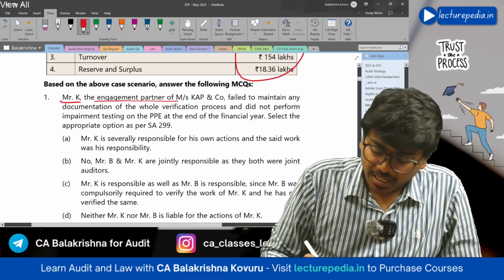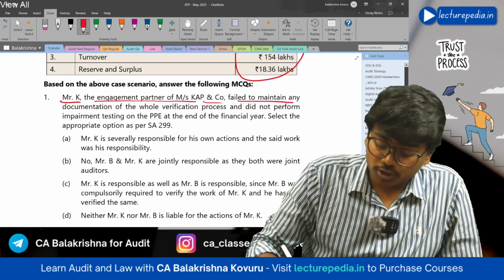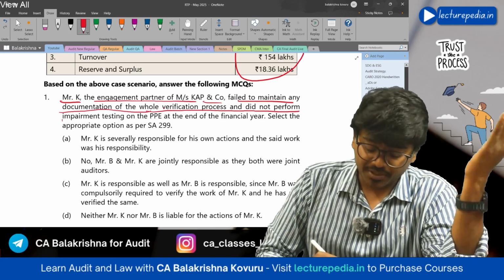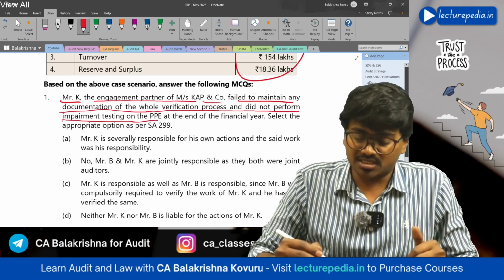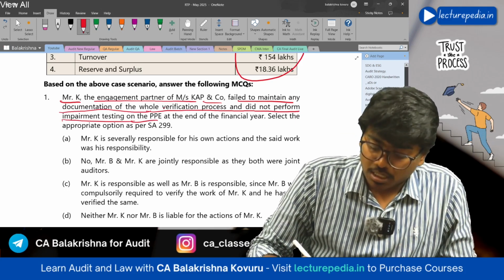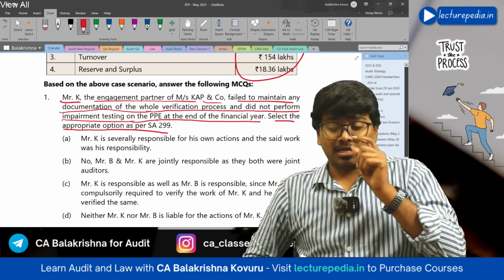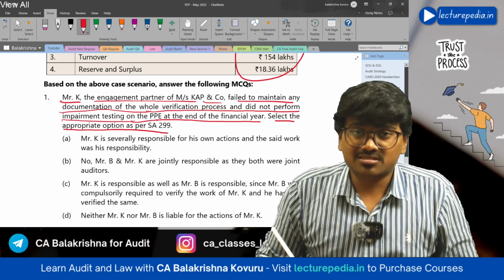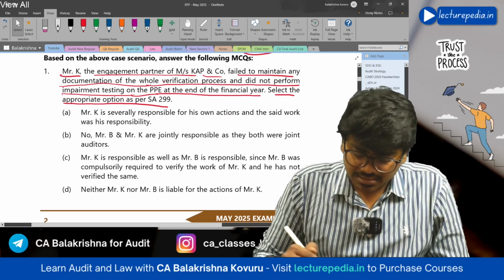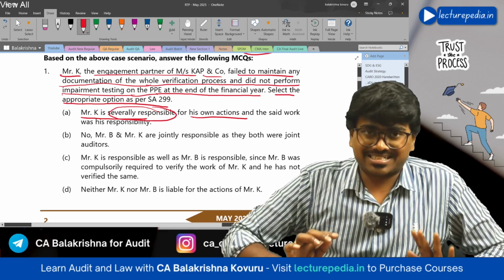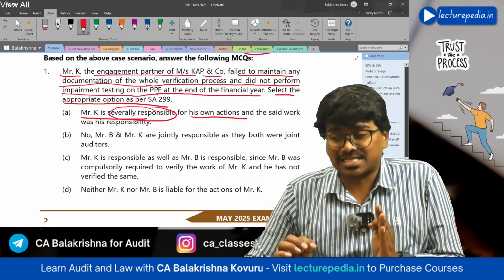Now we'll see the first MCQ based on above case study. Mr. K, engagement partner of Mrs. KAP and Co, failed to maintain any documentation of whole verification process and did not perform impairment testing on PPE. We have seen this in case study. Now, at the end of financial year, select appropriate option as per SA 299. Let us read. Mr. K is severally responsible for his own actions. Yes, since that work is allotted to Mr.